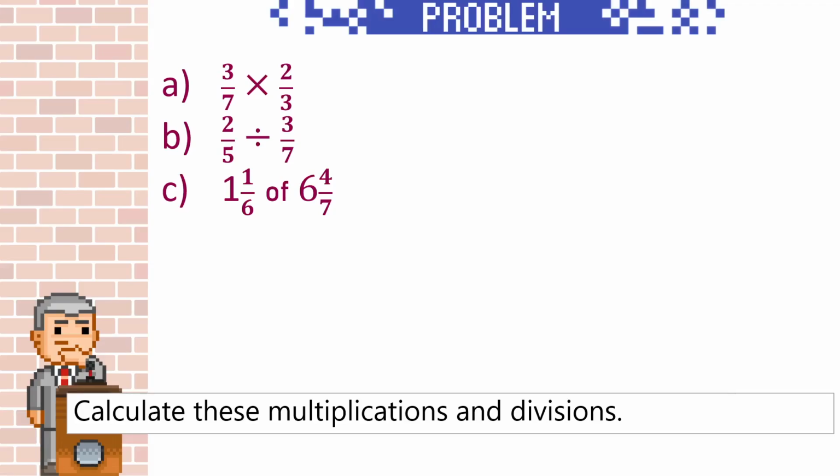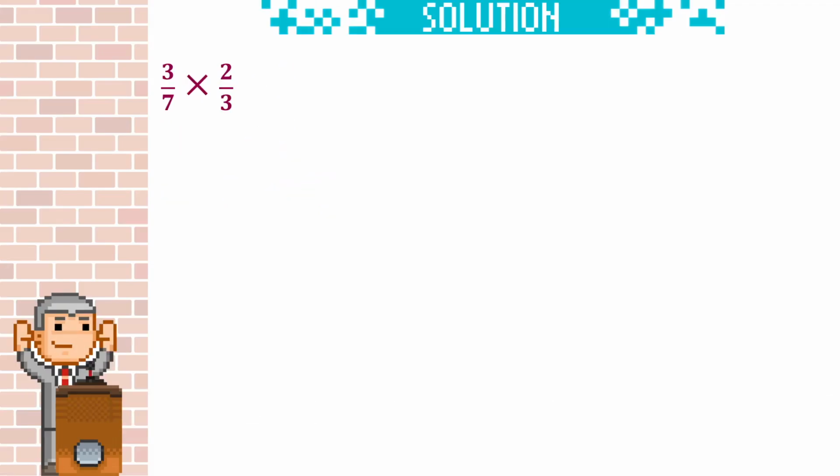Let's look at these questions. When we multiply fractions, we multiply the tops and we multiply the bottoms. We can simplify this by dividing top and bottom by 3. We could make this question much easier by simplifying before we multiplied.